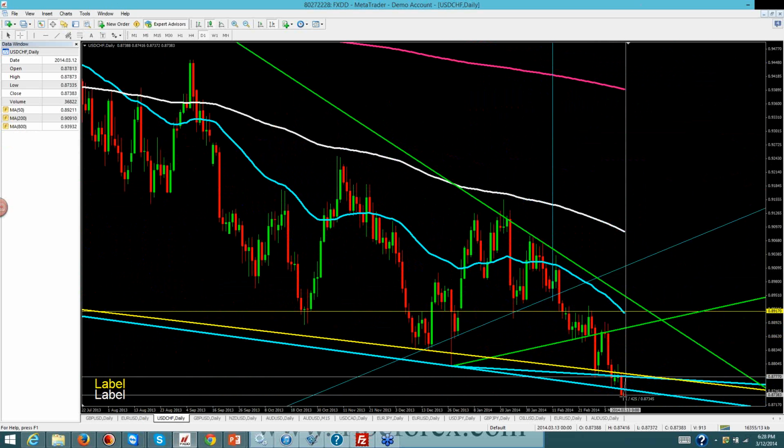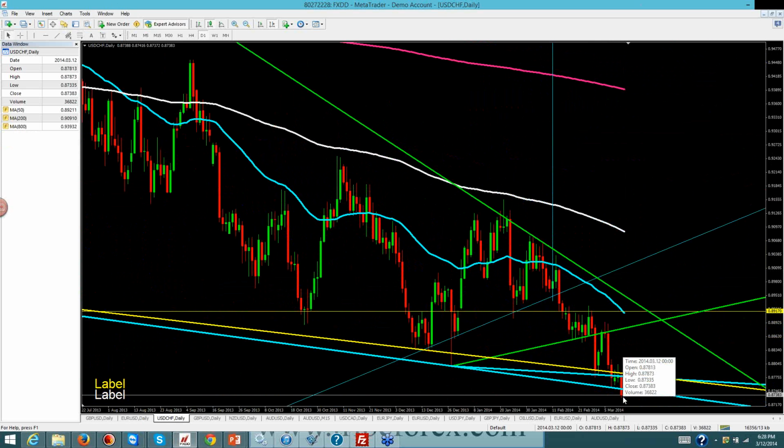Now from open to sell to low, we had about 45 pips or so. It wasn't a ton of pips, but it was definitely the kind of move that you want to see, and it was exactly what we thought would happen there.